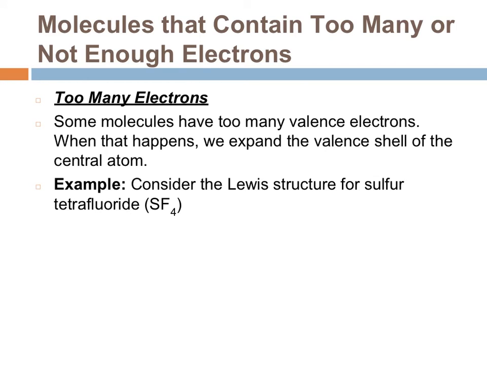Sometimes you can have too many electrons. When that happens, the valence shell of the central atom can expand. And we're going to go into why this can happen a little bit later in this course. So let's consider sulfur tetrafluoride. Sulfur goes in the center, the 4 fluorines surround it.